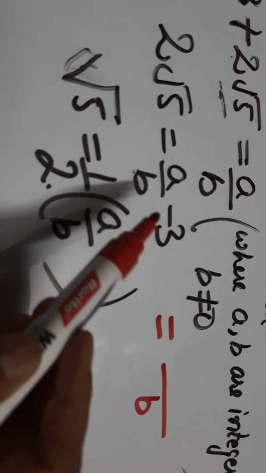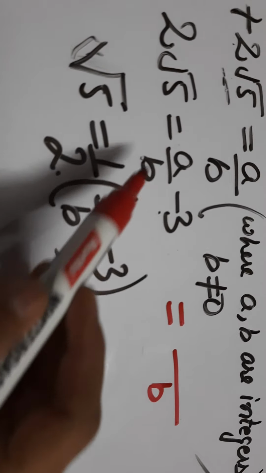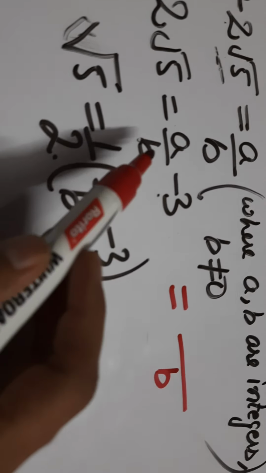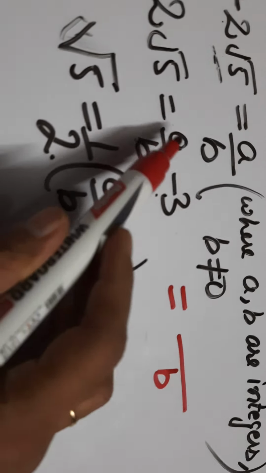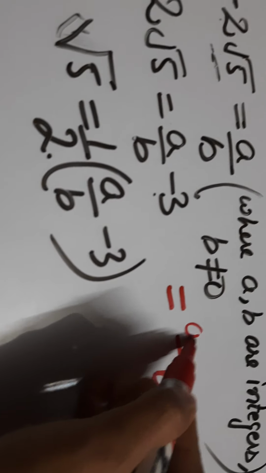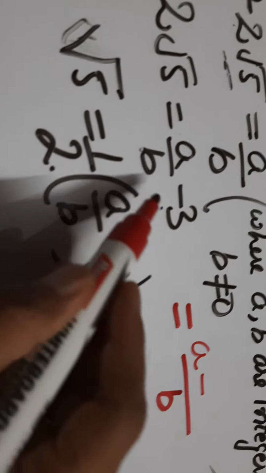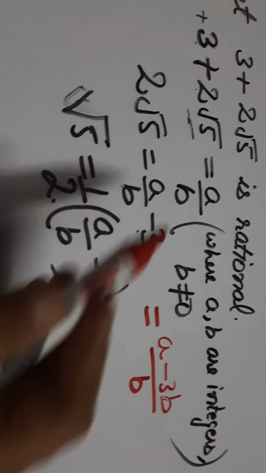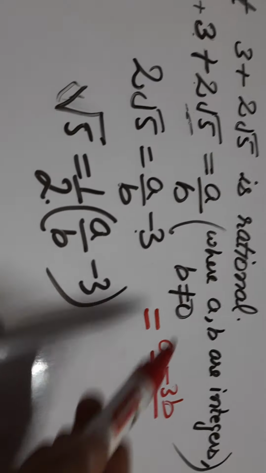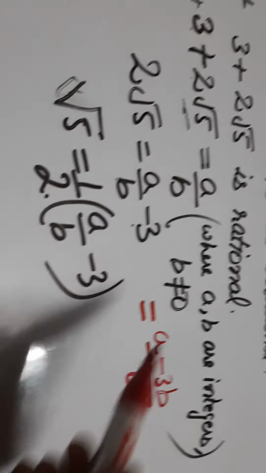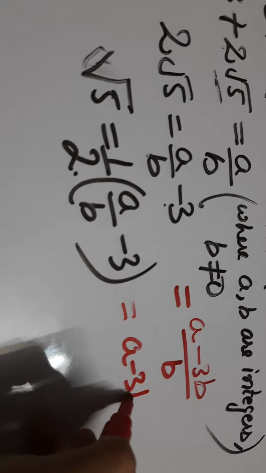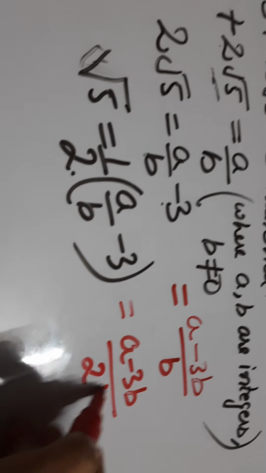So dear students, this step can be done like this also. First take the LCM, b. Denominator b is there, write down b. If denominator is same, numerator will also become same. Minus 3 into b is 3b. Now we can cross multiply, 2 is getting multiplied, we can take it in the division. A minus 3b divided by 2b.